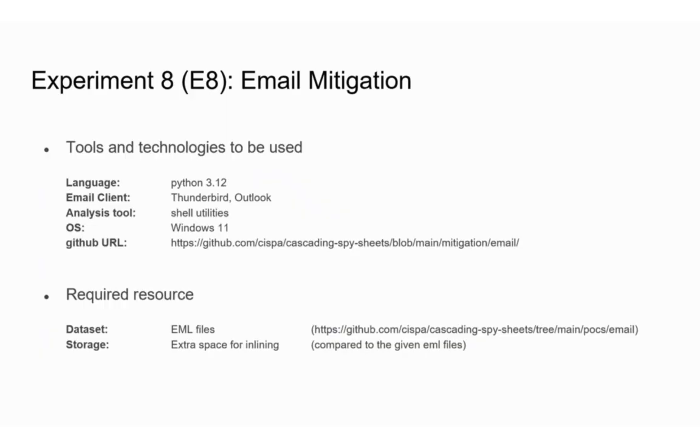Tools and technologies are as follows. First language is Python 3.12, and email clients are Thunderbird and Outlook. Analysis tool is Shell Utilities, and OS is Windows 11, plus a GitHub URL.